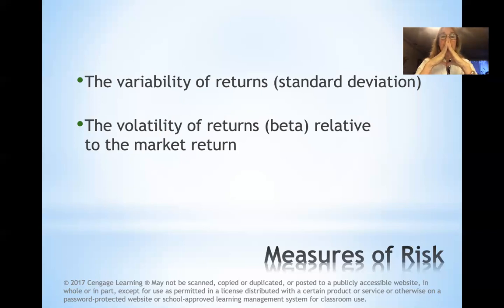If Apple tends to move up when the market's up, it tends to go higher, and when the market's down, it tends to go lower, then Apple would have a beta of greater than 1. So any stock that is more volatile than the market will have a beta of greater than 1. If a stock is not as volatile as the market, not as risky as the market, then it's going to have a beta of less than 1. So anyway, we use beta, as I mentioned, to calculate the required return.